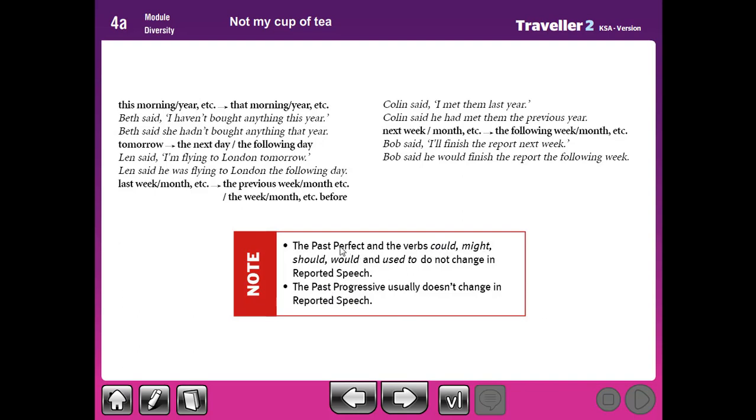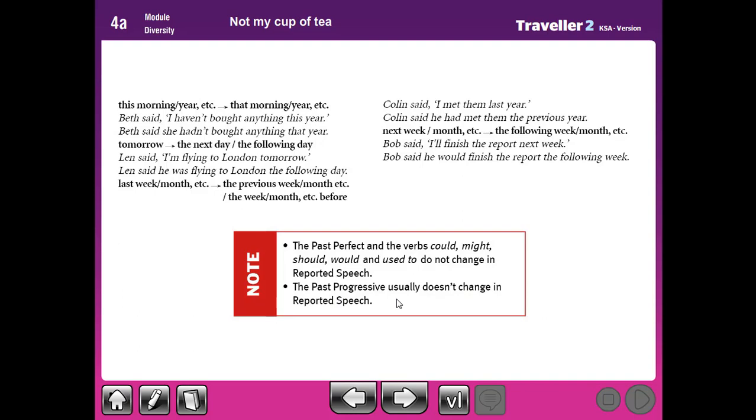We don't change them. So if we have a sentence that's in direct speech, and we'd like to change it into indirect, and these sentences are past perfect, had plus verb 3, or could, might, and so on, we don't change them. We change only the pronouns, the demonstratives, and so on. The past progressive usually doesn't change in reported speech.